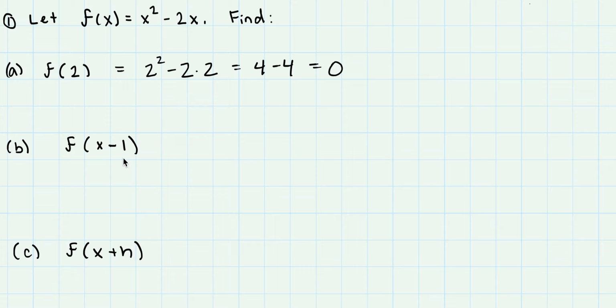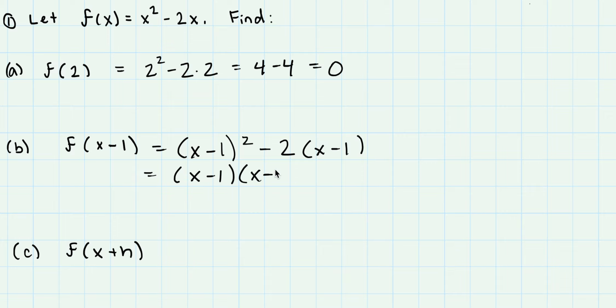How about f of x minus 1? Well, we plug in x minus 1 wherever we see an x. So this is x minus 1 squared minus 2 times x minus 1. And now we need to simplify this. This piece right here we need to FOIL. Remember that x minus 1 squared is the same thing as x minus 1 times x minus 1. And then let's distribute this negative 2 to everything inside this parentheses.